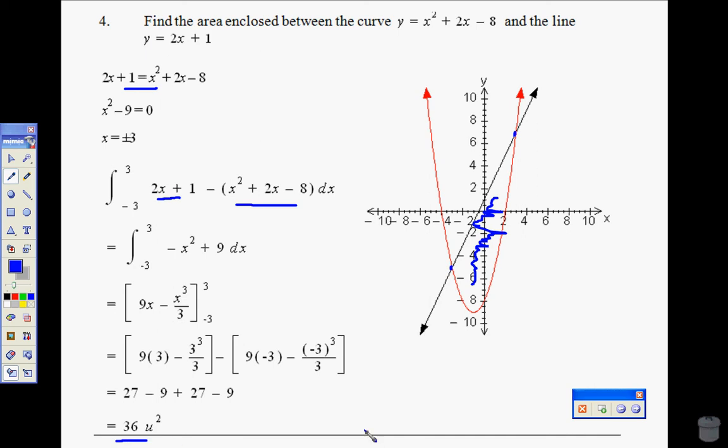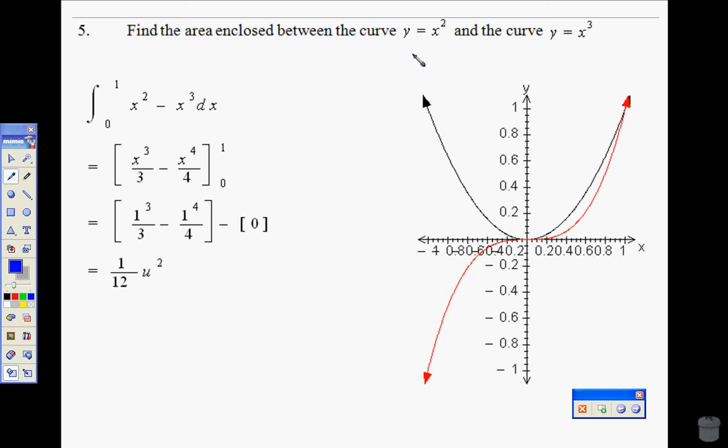If you get a negative answer, you've done something wrong. So you've got to be a bit careful and go back and check it. Because it should give you a positive answer every time, even though there's some area here that's below the x-axis. Don't panic about that. It's okay because we're doing an area between the curves.